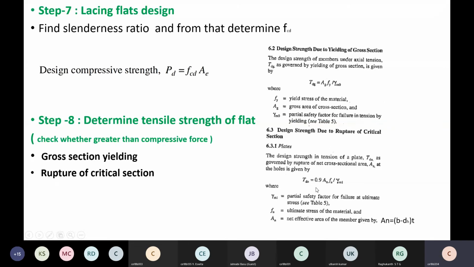Once you completed cross section, you will calculate the rupture of critical section. You know already TDN is 0.9 into AN into FU divided by gamma M1. You know the net effective area will be B minus DH into T. Here we have used 16 mm diameter bolts, no? So the DH will be 18 mm. B you already know, T you know. So you calculate AN. Once you substitute AN into TDN, you will get the rupture of critical section. Tell me what is its design strength.